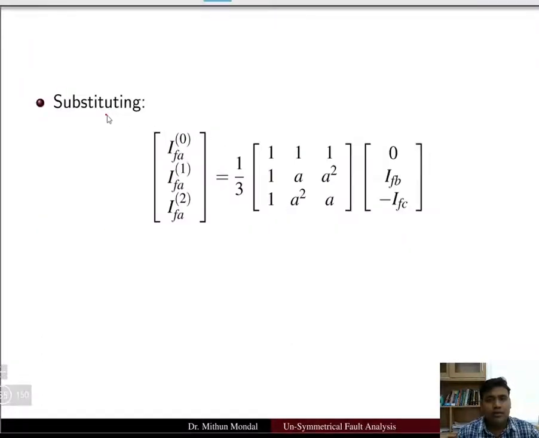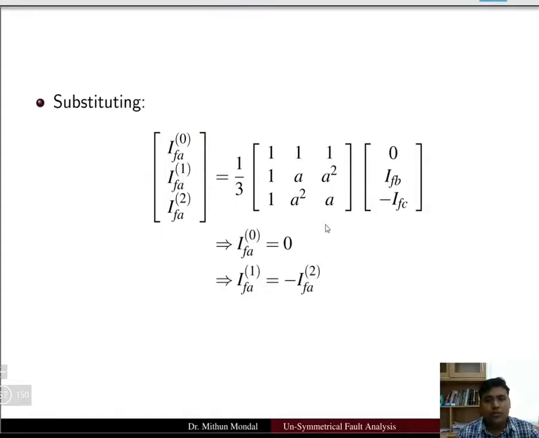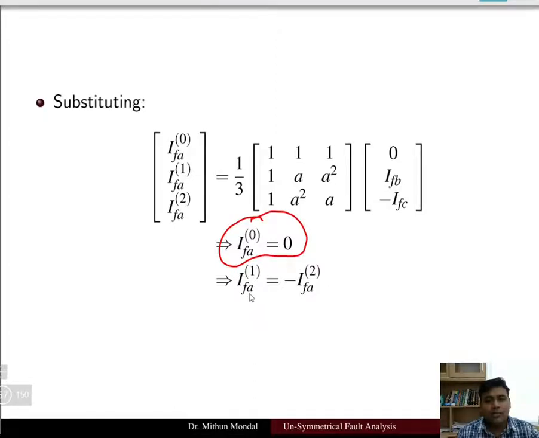Now again, if we write in terms of symmetrical components with respect to only phase A, with the zero sequence, positive sequence and negative sequence for the fault current, we get the constant value, and then the fault current in bus A to be 0, and this is the fault current in bus B and this is the fault current in bus C. Then we know that the fault current in bus A is 0 and the fault current in bus B is equal to minus the fault current in bus C. So the positive sequence current is the negative of the negative sequence current.